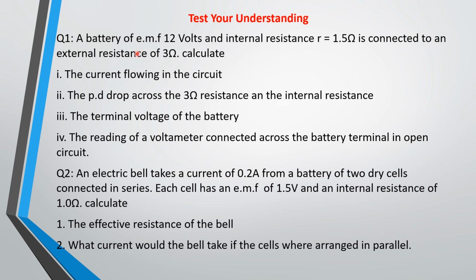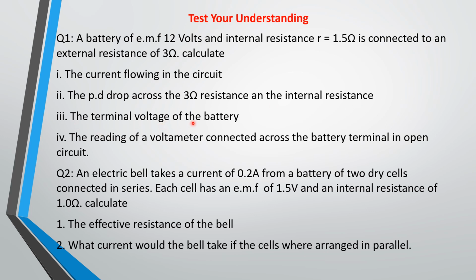Okay, so this one says a battery of EMF 12 volts and internal resistance R 1.5 ohm is connected to an external resistance of 3 ohm. Calculate the current flow in the circuit. This is what we have done already. The PD across the 3 ohm resistance and the internal resistance. We have done this one. This is terminal PD and this is loss volts.